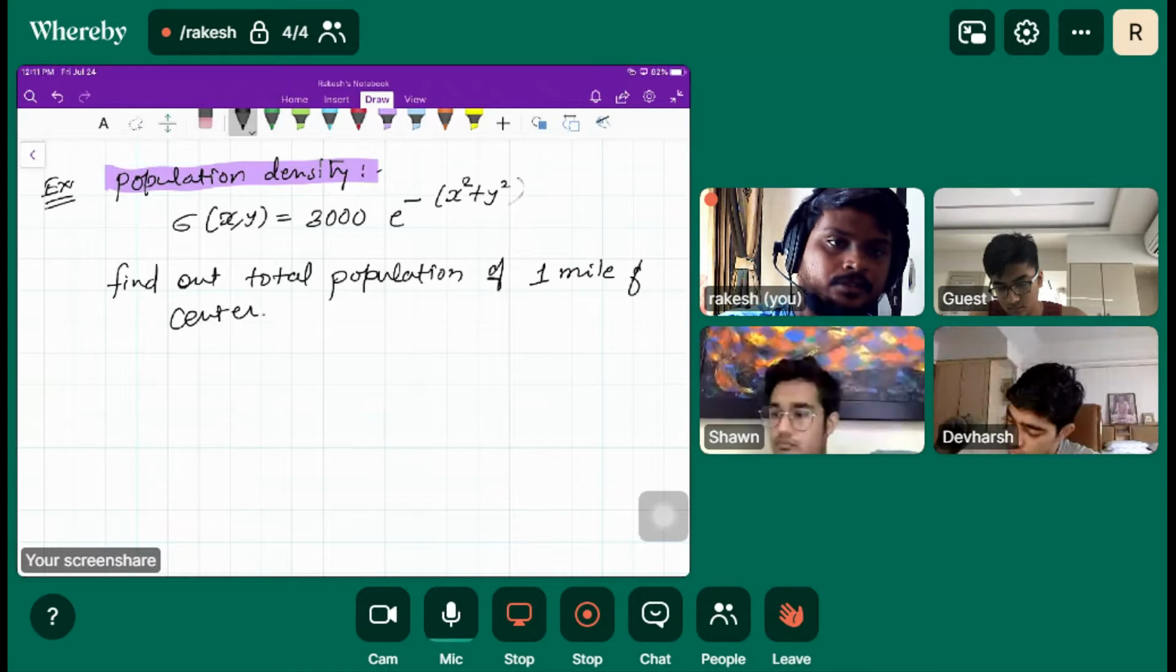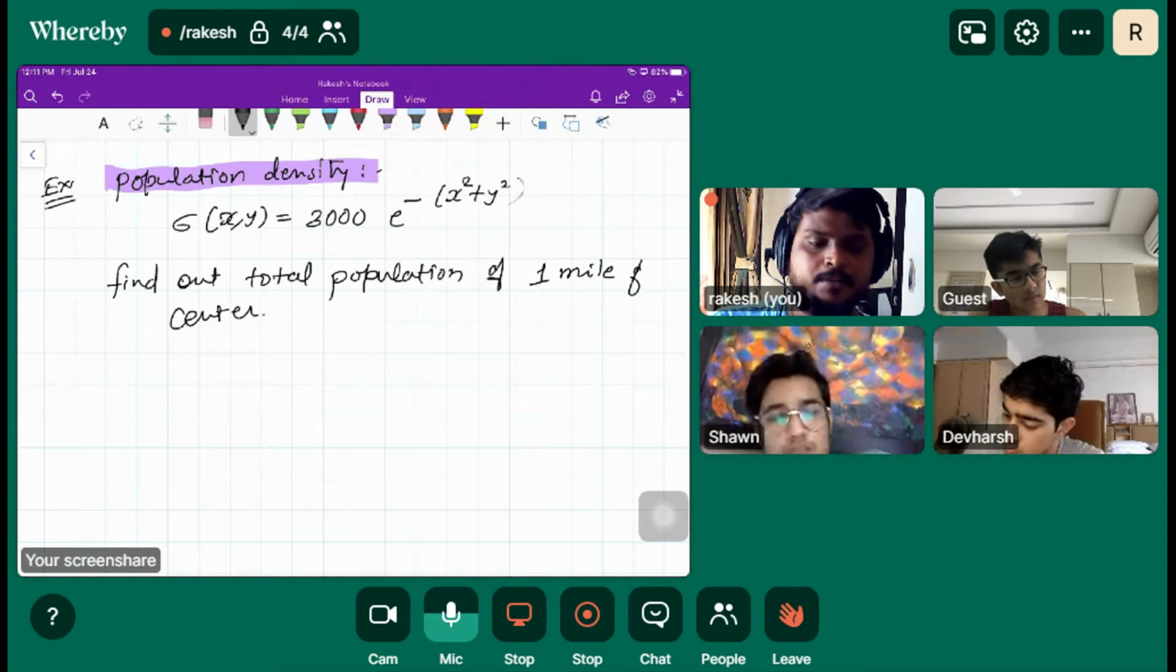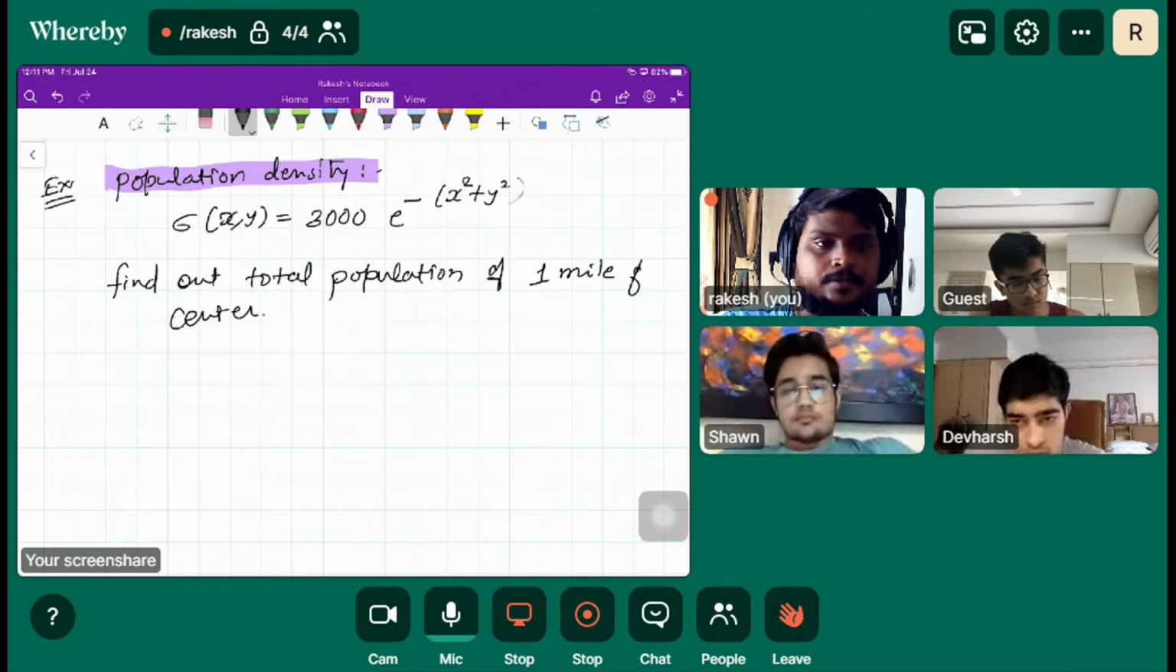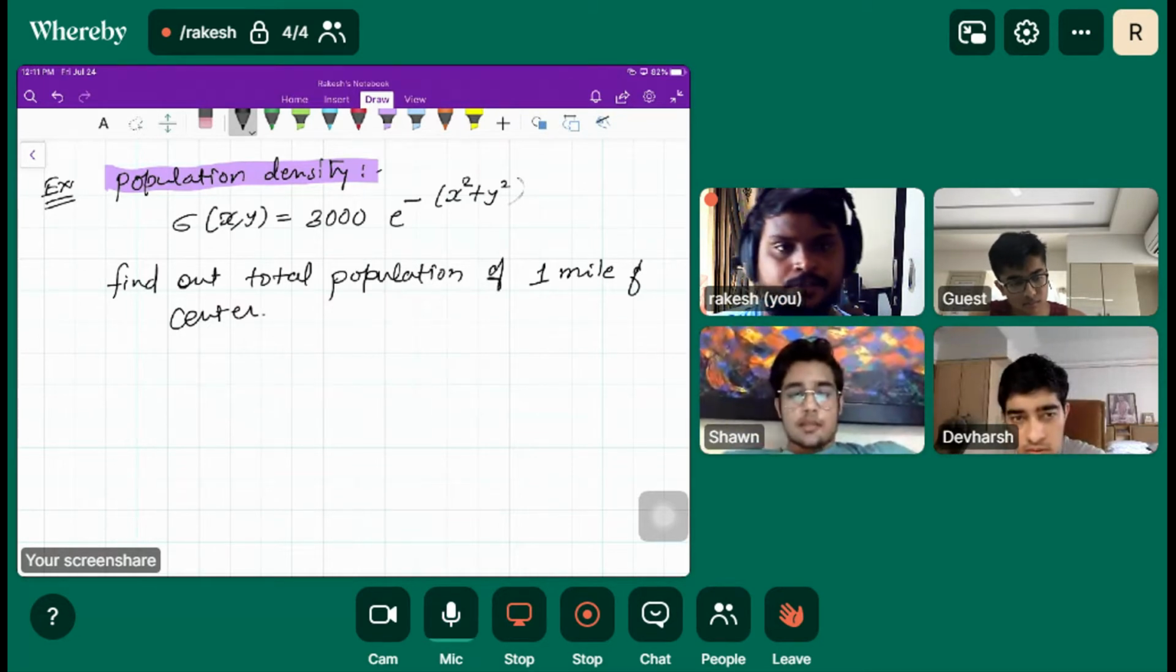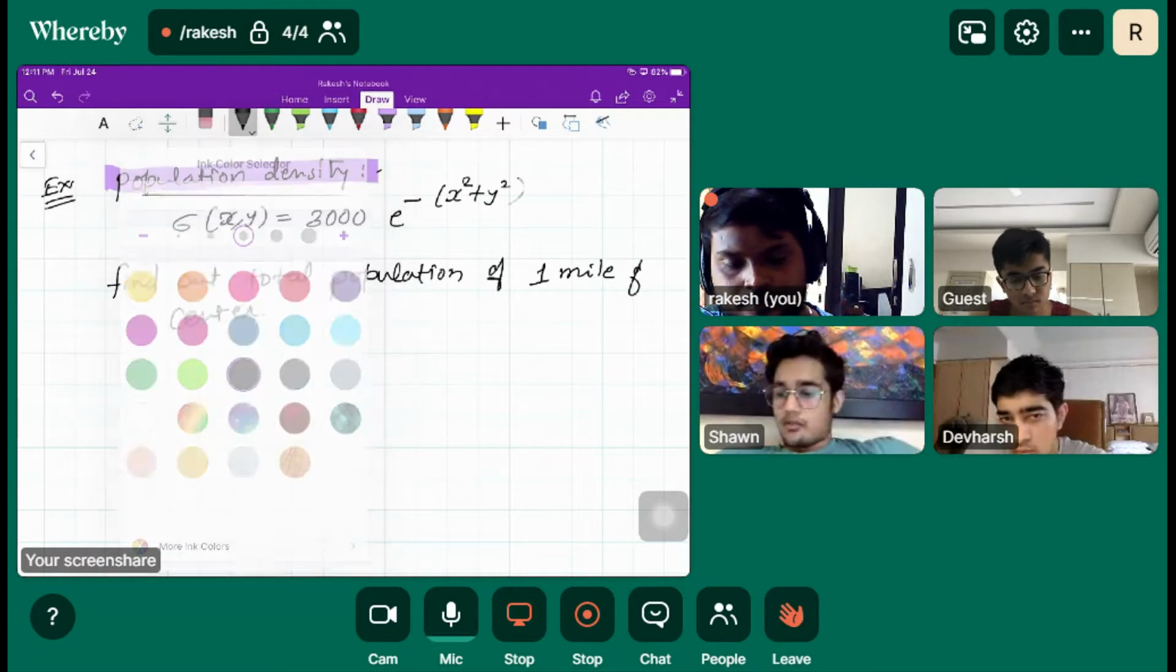Yeah, I'm doing it. You have to do it by part. By part? Where by part? Yeah, because once you multiply it with r, then it becomes by part.